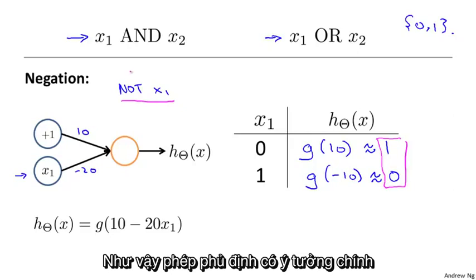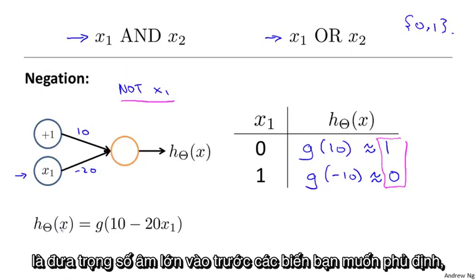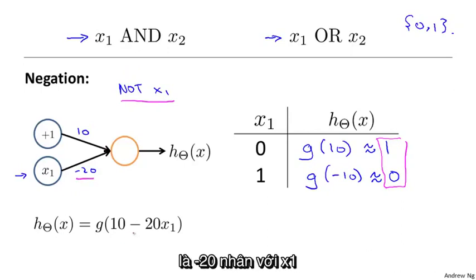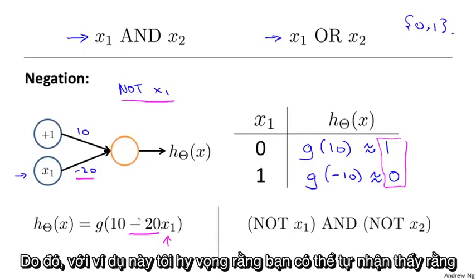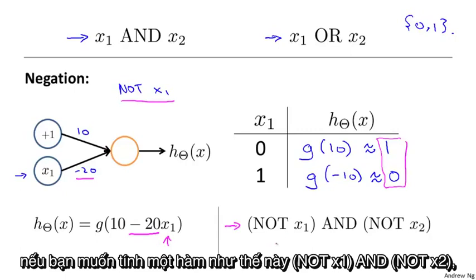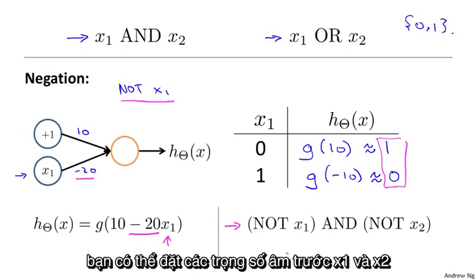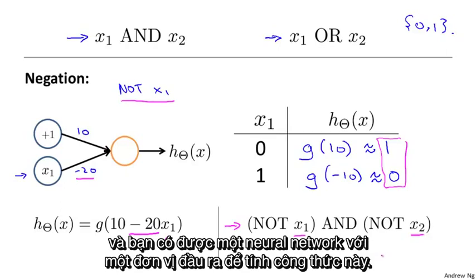So to include negations, the general idea is to put a large negative weight in front of the variable you want to negate. So it's minus 20 multiplied by x1, and that's the general idea of how you end up negating x1. And in an example that I hope you really figure out yourself, if you want to compute a function like not x1 and not x2, well, part of that would probably be putting large negative weights in front of x1 and x2, but it should be feasible to get a neural network with just one output unit to compute this as well.